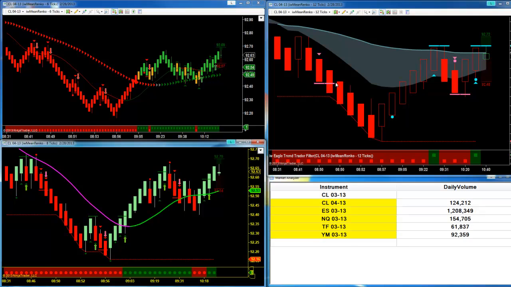Now the Eagle Trend Trader, same thing. This trade here would have netted us an easy 20-25 ticks without a problem. And again, if we look at our Falcon Swing Trader, this nice down move here lines up perfectly. This would have netted us 25-30 ticks on this particular move.